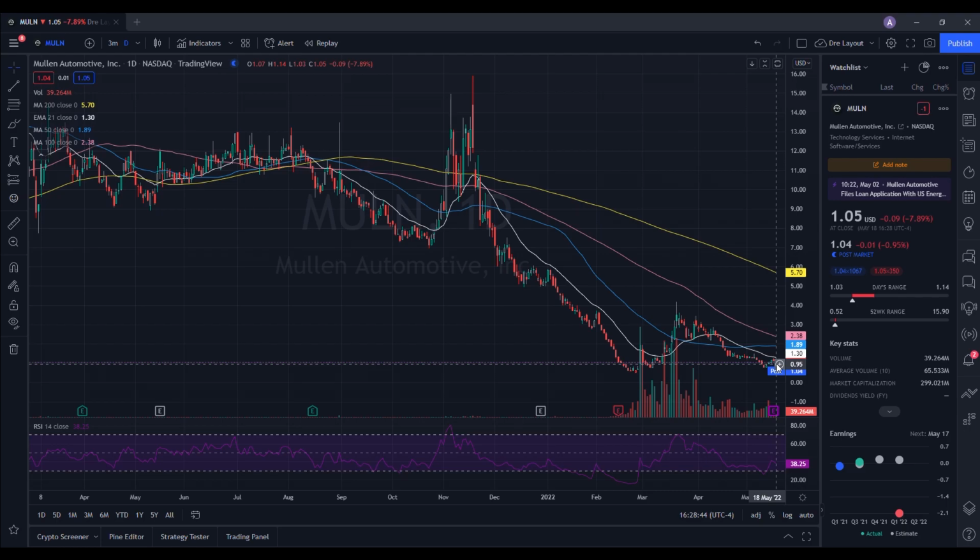if we end up breaking through that $1 level. Now, as far as the high of the day, we ended up seeing only $1.14. So we need to get back above the 21-day EMA, which is right around $1.30. If we can get above $1.30 and gain some momentum, that's where we need to see if we can get to the 50-day, right here at $1.89.